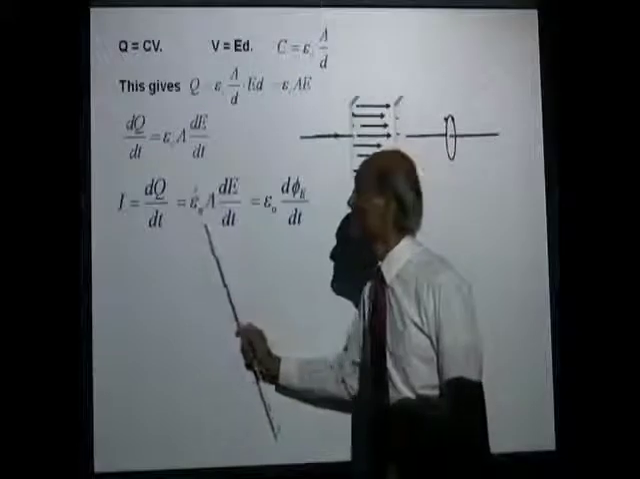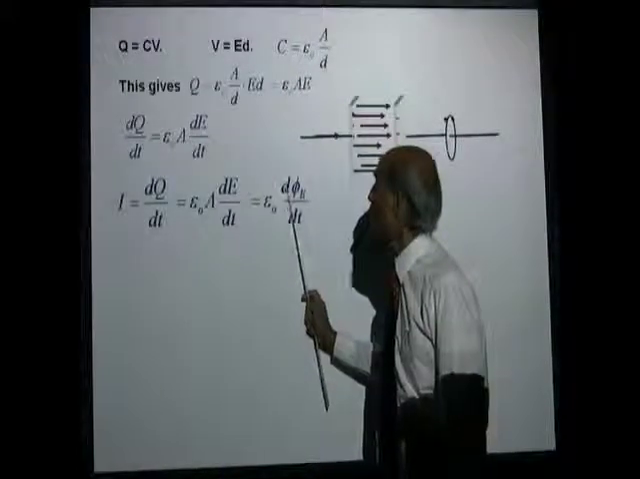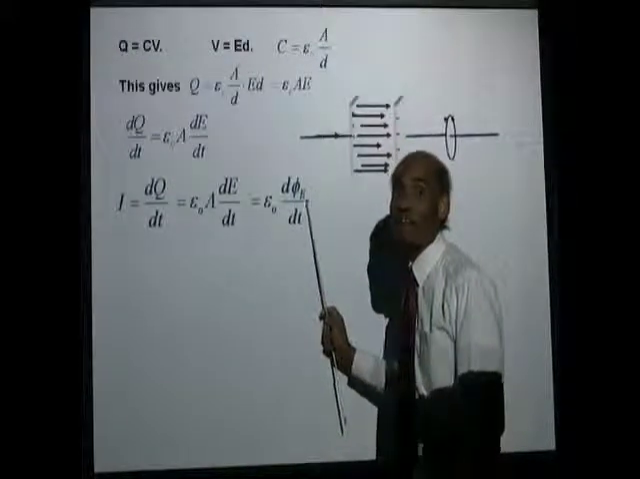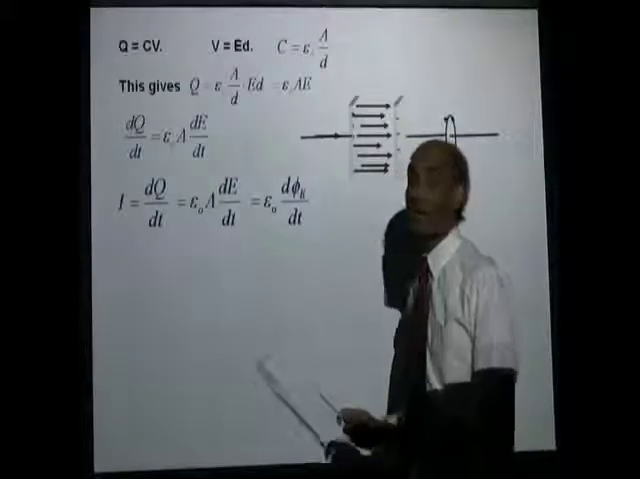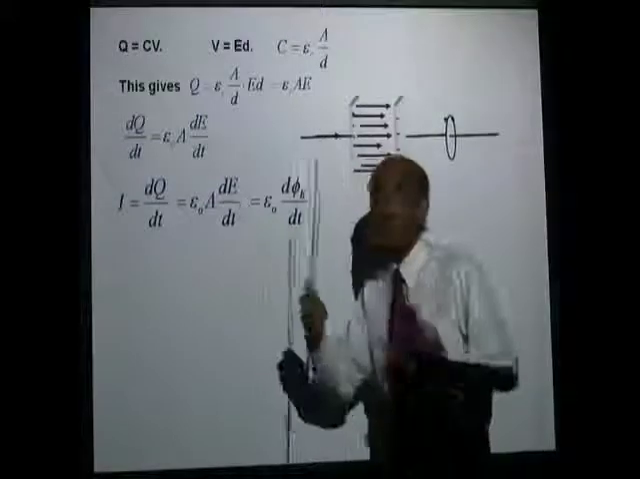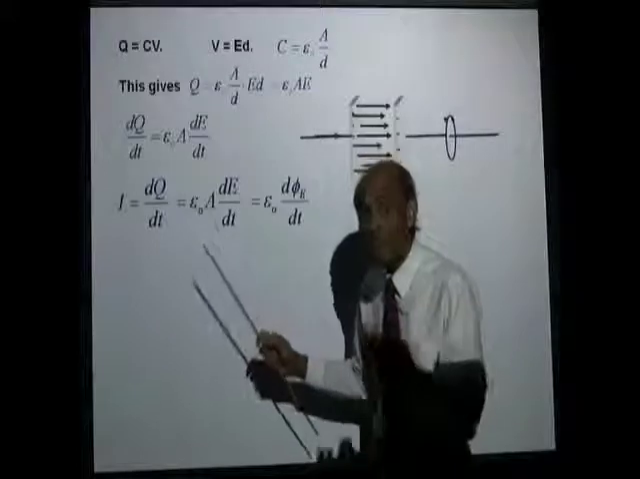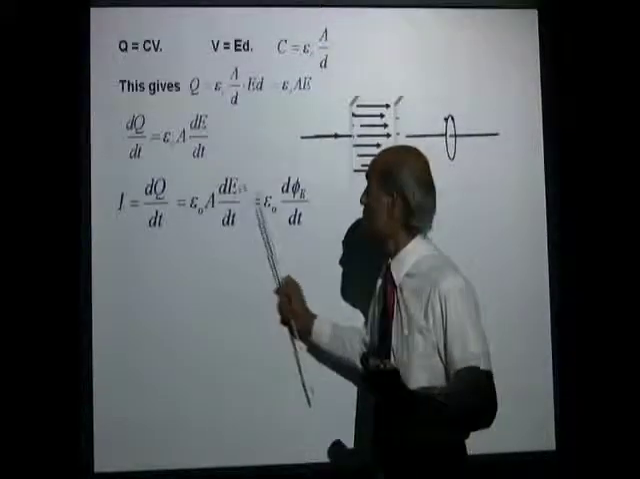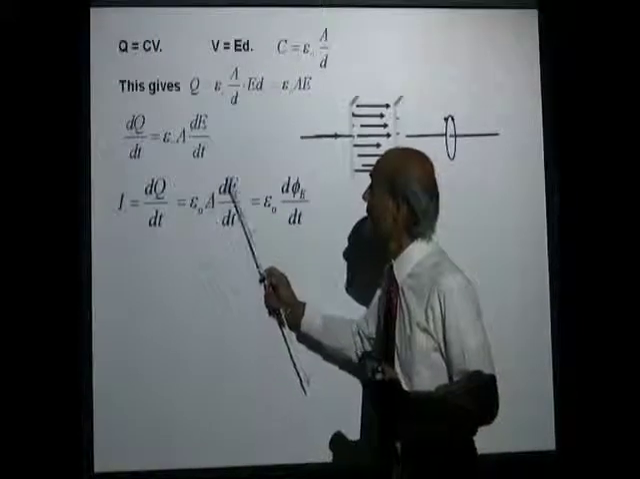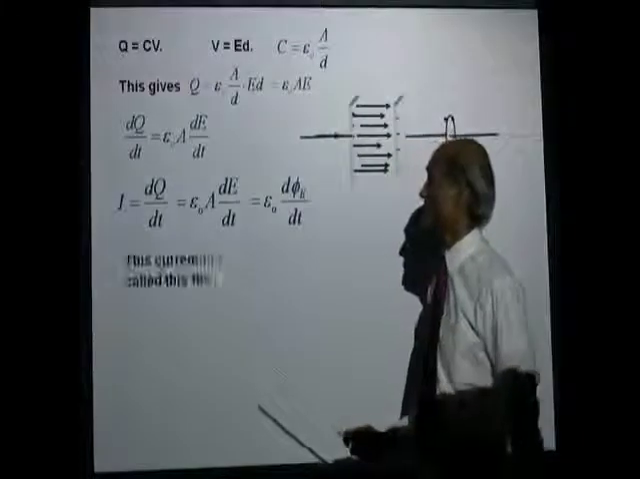And this can be written as, look at the way I rewrote it. I wrote it as epsilon naught d by dt of the net flux within the capacitor plate. Why? Because area times the electric field is a measure of the total flux, isn't it? The electric field is the flux per unit area. So A times E is the net flux. So A times dE by dt is simply d phi by dt.